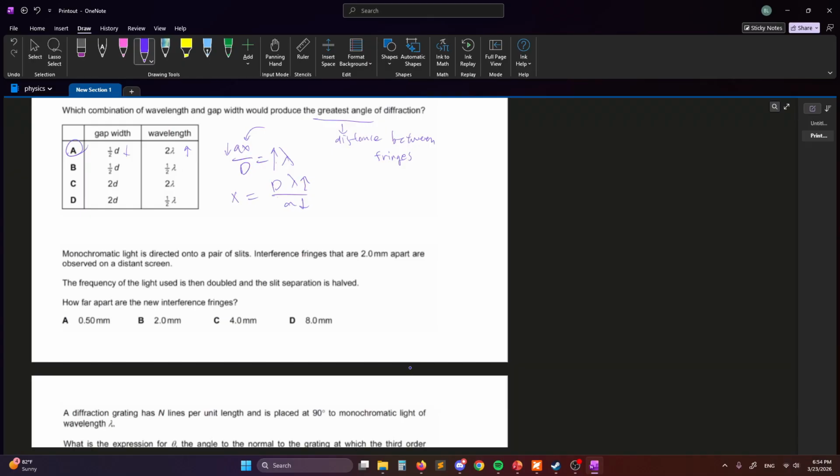Okay, so this is still the double slit experiment. So we have ax over D is equal to wavelength. So x is going to be our main distance between the fringes, right? So it's going to be x equals D lambda over a, right? So then we're going to double our frequency and halve this. And we actually multiply it by 4, so it's just going to be D.